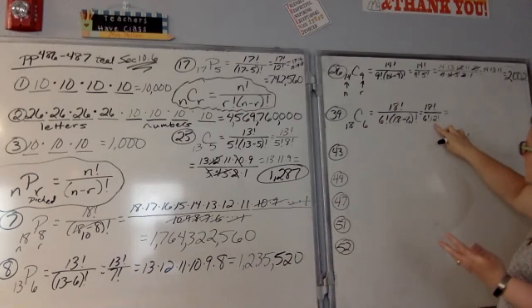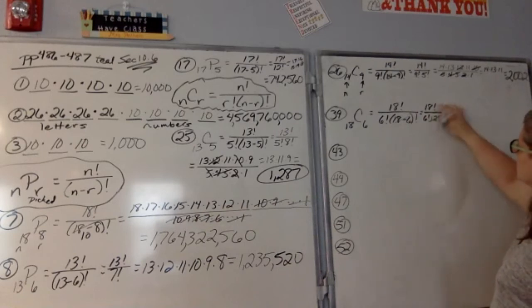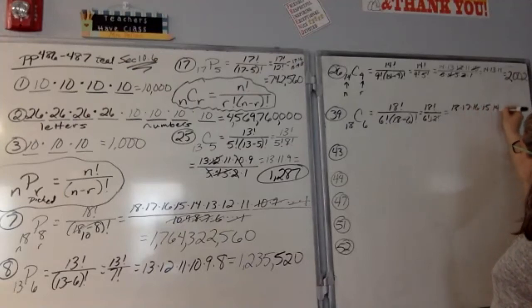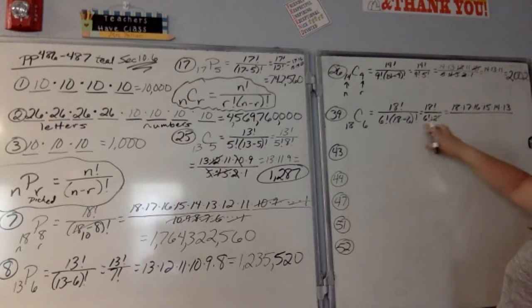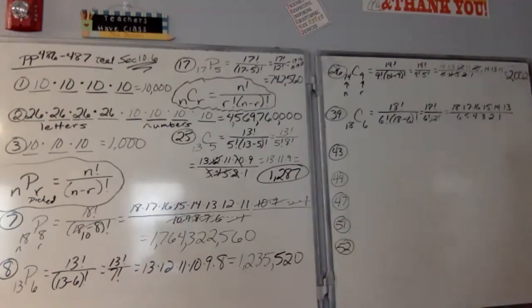If this is 12 factorial, 12 times 11 times 10 times 9. So if I'm canceling that into that, I'm left with 18, 17, 16, 15, 14, 13. Everything that would have been in front of 12 is still going to be there. From 12 down would have canceled out. On the bottom, I have 6 times 5 times 4 times 3 times 2 times 1.